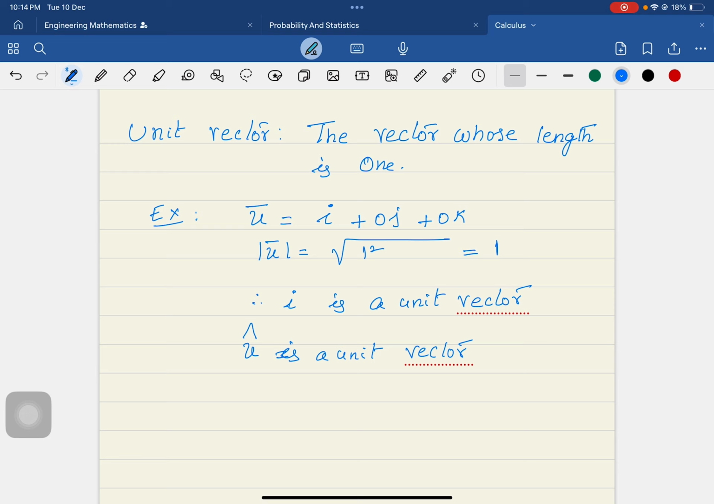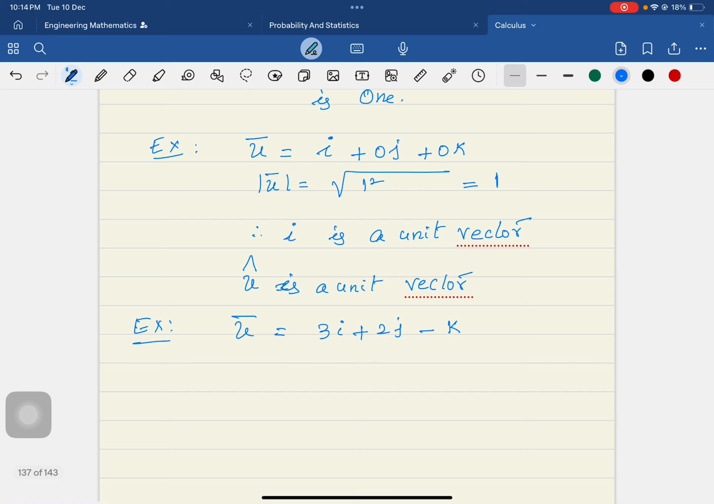Now, how can you express any vector? For example, you have a vector, let us say u bar is given by 3i plus 2j minus k. Now, the magnitude of this vector is given by the square root of 3 square plus 2 square plus minus 1 the whole square.